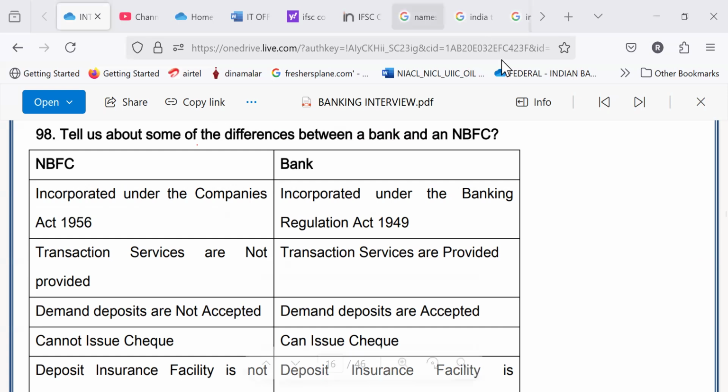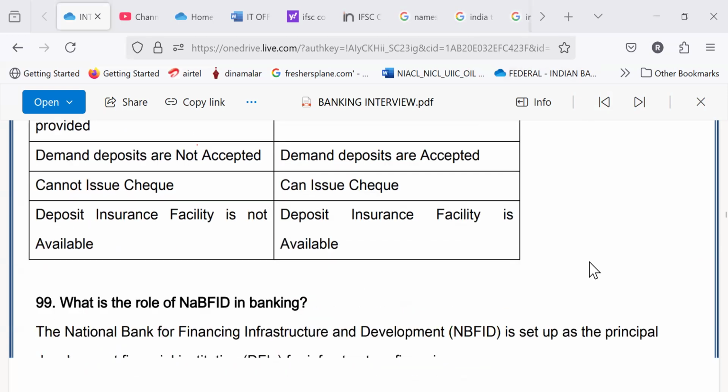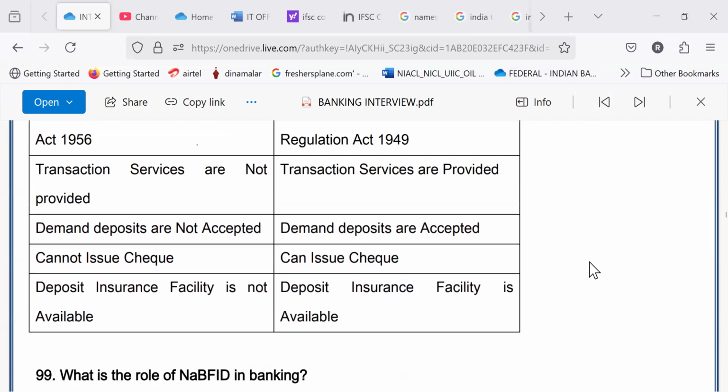while in bank, transaction services are provided. By transaction in NBFC we mean, say, issuing of checks and participating in clearing house and all that. Continue. Demand deposits in NBFCs are not accepted, while in banks demand deposits are accepted. NBFCs cannot issue check, while banks can issue check. NBFC's deposit insurance facility is not available, while in banks deposit insurance facility is available. Rupees 5 lakhs per individual in a bank.